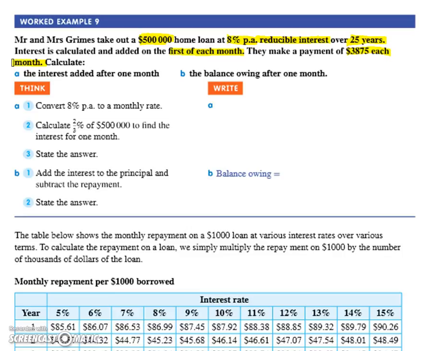Which topic are we doing? FM4, huh? Why?